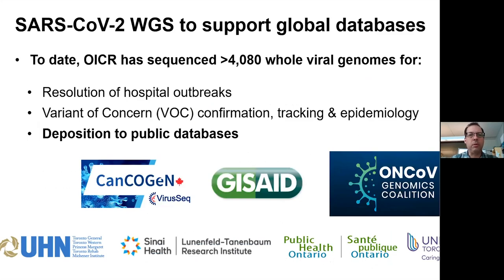So as I started saying, most of our work has been supporting global databases with whole genome sequencing of viral samples. We've sequenced a little over 4,000 whole viral genomes to date for various purposes. Some resolutions of hospital outbreaks, a lot of variant of concern confirmation and tracking to support epidemiology with Public Health Ontario. But the most has been for public databases, like GISAID here in the middle. We're part of the CanCOGeN virus sequencing initiative at the Genome Canada level and the OnCoV Genomics Coalition at the provincial level. And we've been working with various hospital groups as shown below.